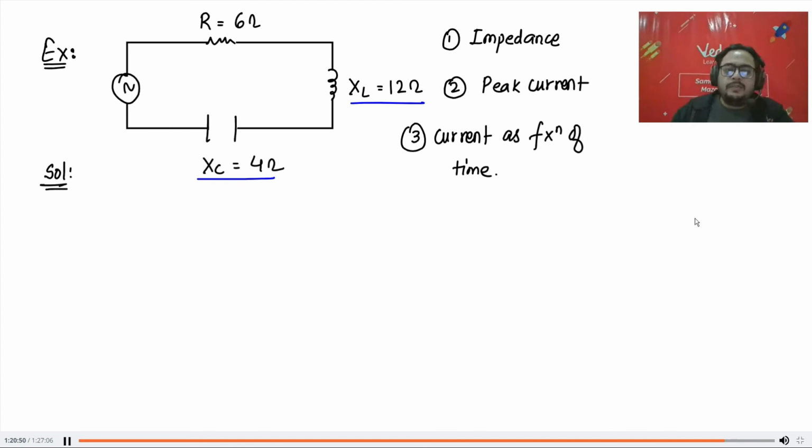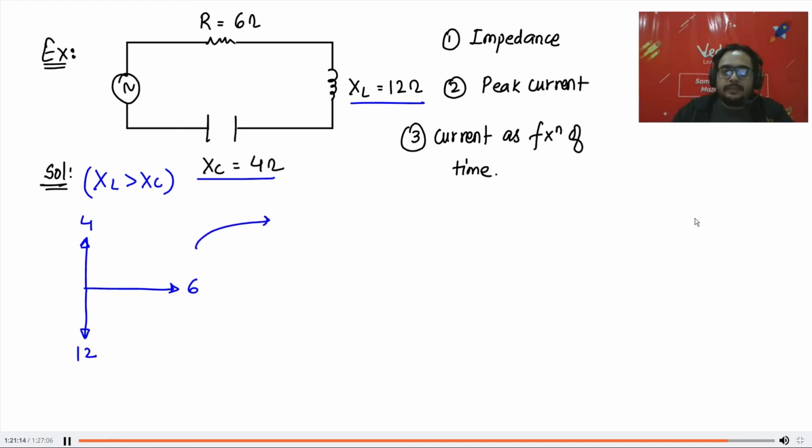Yes. So first of all, XL is greater than XC. So circuit is slightly inductive. Let us draw the phasor. Resistance 6, inductance 12, capacitance 4. Finally, we'll make the phasor like 6 and downwards how much? 12 minus 4 is 8.